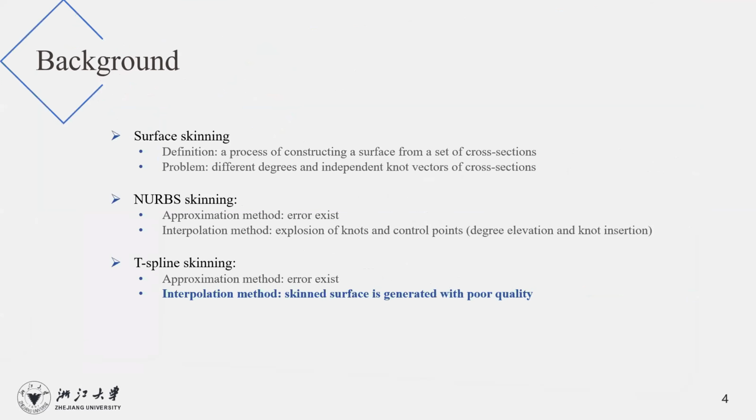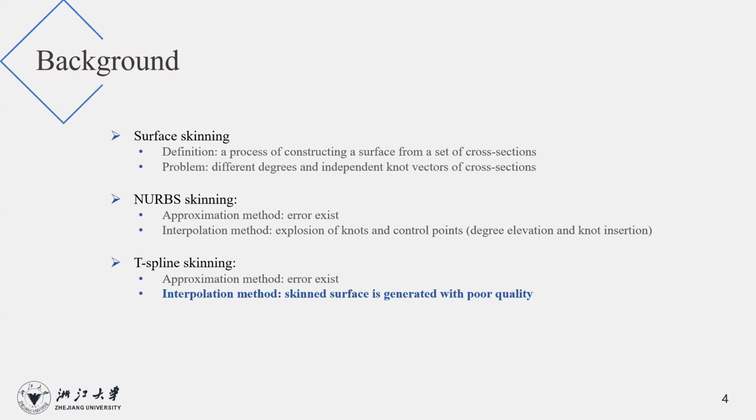Surface scaling, also called lofting, is a process of constructing a surface from a set of given curves, called cross-sections or cross-sectional curves. Generally, the given curves are represented by NURBS with independent node vectors or different degrees, which bring some difficulties for the scaling. The scaling methods are mainly classified into 2 categories, including approximation scaling methods and interpolation scaling methods.